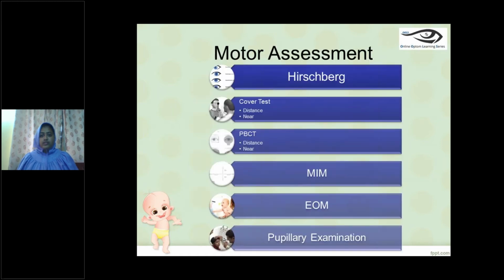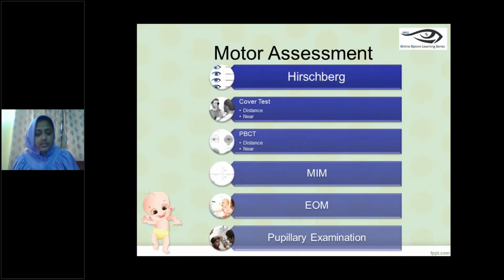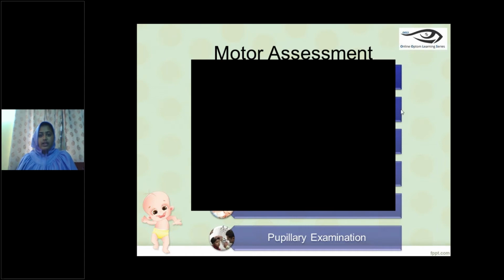Moving on next to the motor assessments. These are the aspects which are covered in the motor assessment, starting with the most common, the Hirschberg test. So we use the corneal reflex to see if the eyes are aligned or misaligned. Based on how the corneal reflex is either nasal, temporal, up or down, we can comment on what deviation the child is having. And then we can move on and do our cover test for both distance and near. Let me just show you a small video again on how we can improvise with kids for the normal cover test.